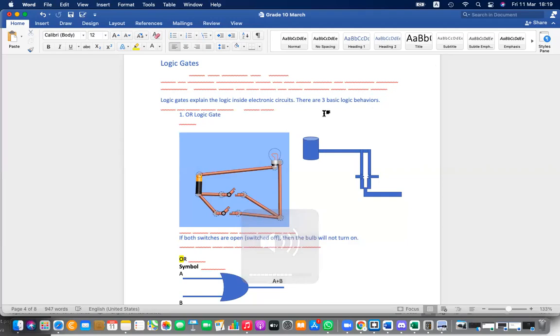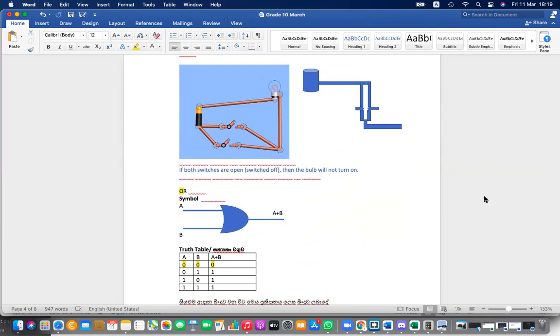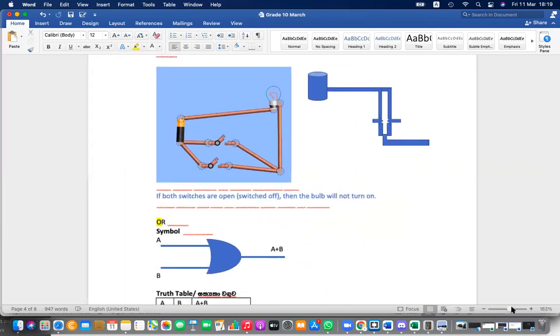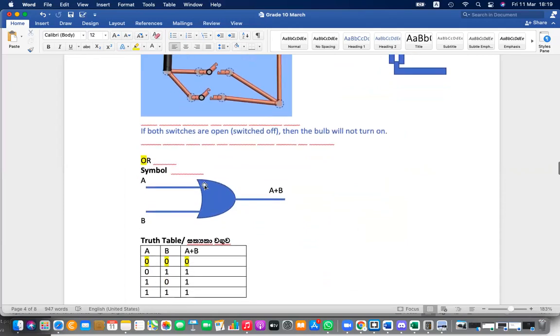Then this OR logic can be represented in this way. The symbol for OR logic is this. You can see the curvy shape, right? This curve is really important. When you draw, please indicate the curve. The curve is important because that is how we distinguish the OR gate from the next gate, which is the AND gate, right? So this curve is a must. You have to maintain that curvy shape.